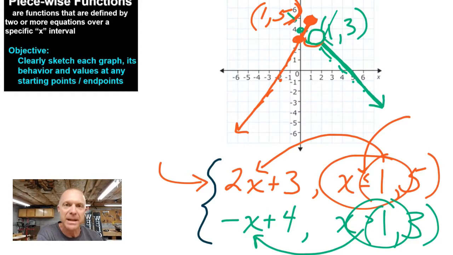All right, so I have two pieces. I have a piece that goes to the left, that's in red, and I have a piece that goes to the right, that's in green. And I've labeled the starting points and clearly shown the behavior of those two graphs, which are just graphs that have some slopes.